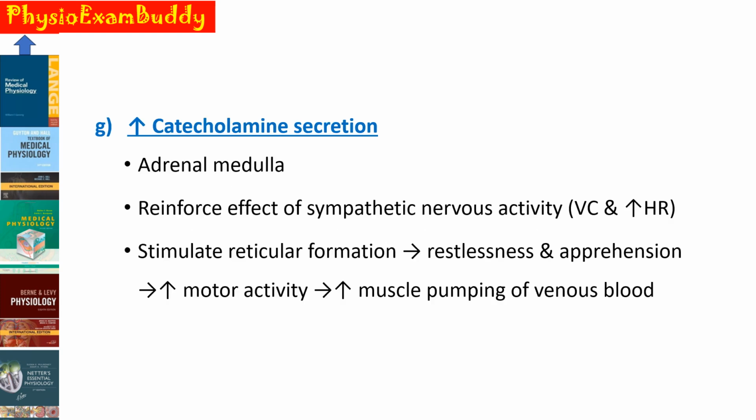So, the next and last mechanism is catecholamine secretion. The catecholamines, epinephrine and norepinephrine, are released from the adrenal medulla. This norepinephrine is also derived from the sympathetic noradrenergic nerve endings. These humoral substances from the adrenal medulla will reinforce the effect of the sympathetic nervous activity, further increasing the vasoconstriction as well as the heart rate.